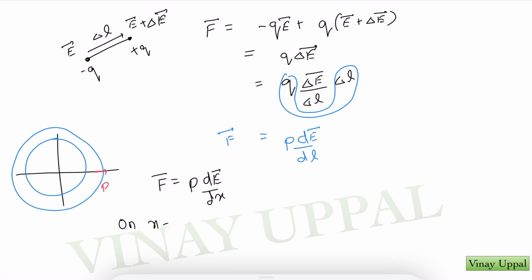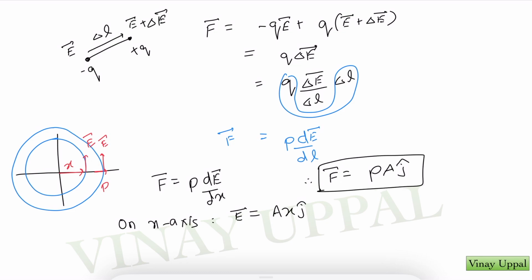Now on the x-axis, what does my electric field look like? The direction of electric field is very straightforward. It is all along the y-axis, the electric field lines. And the magnitude is simply Ar, where r here will become x. So can I say electric field would be Ax j cap? This is only along the x-axis. Therefore my force vector becomes p times the derivative of electric field with respect to x. So that will simply be pA j cap. So we've gotten the force using this second method.